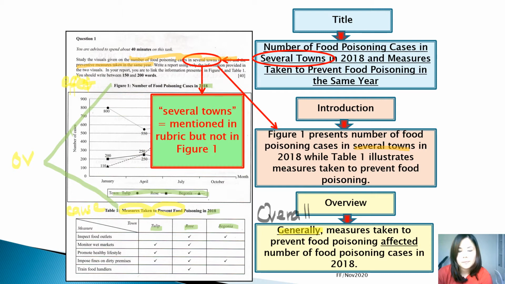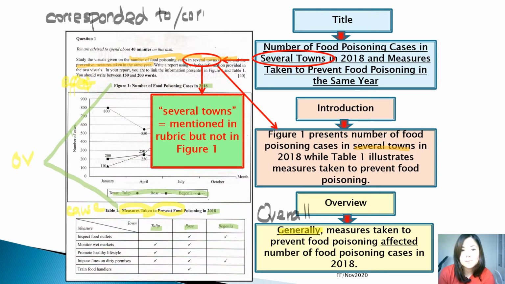Other than using the word affected, candidates can also choose to use the word that means it doesn't matter which direction, which one is the cause, which one is the effect. When you use the words corresponded to or correlated with, it can mean from both directions. So this one will be the safest phrase to write in case you are not sure which one is the cause and which one is the effect.